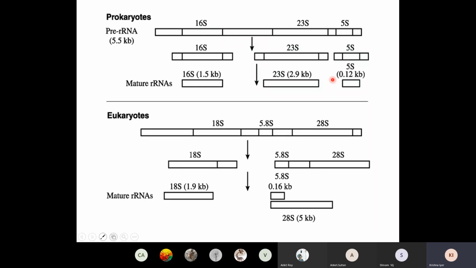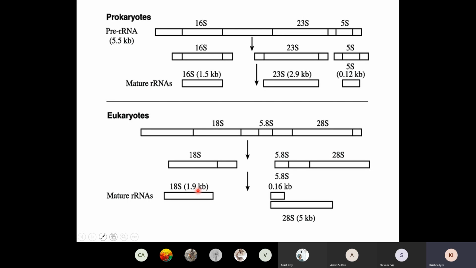So here what I just showed in the previous slide I've shown again to show you that both in prokaryotes and eukaryotes rRNA is modified post-transcriptionally to give you what are called mature ribosomal RNAs, which finally become further modified by addition of proteins to give you ribosomes.